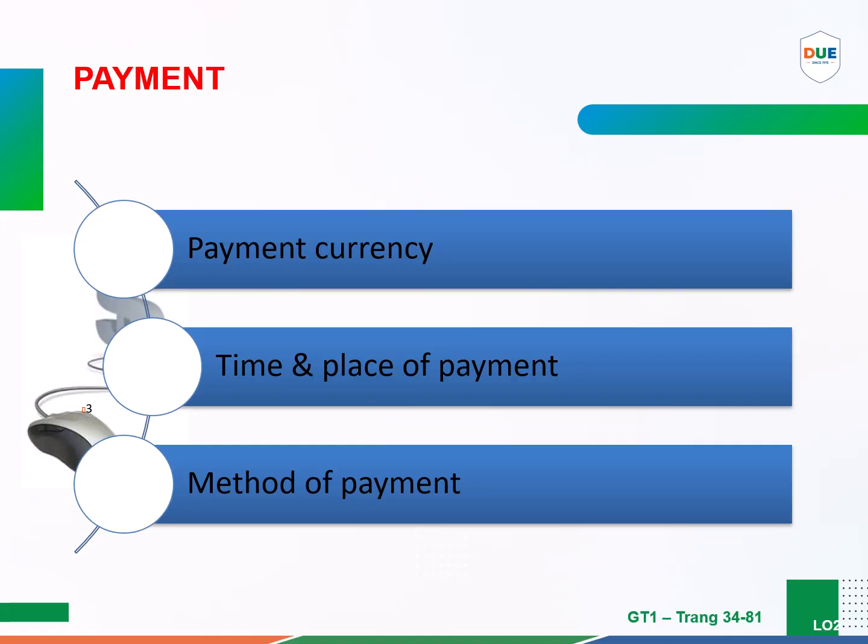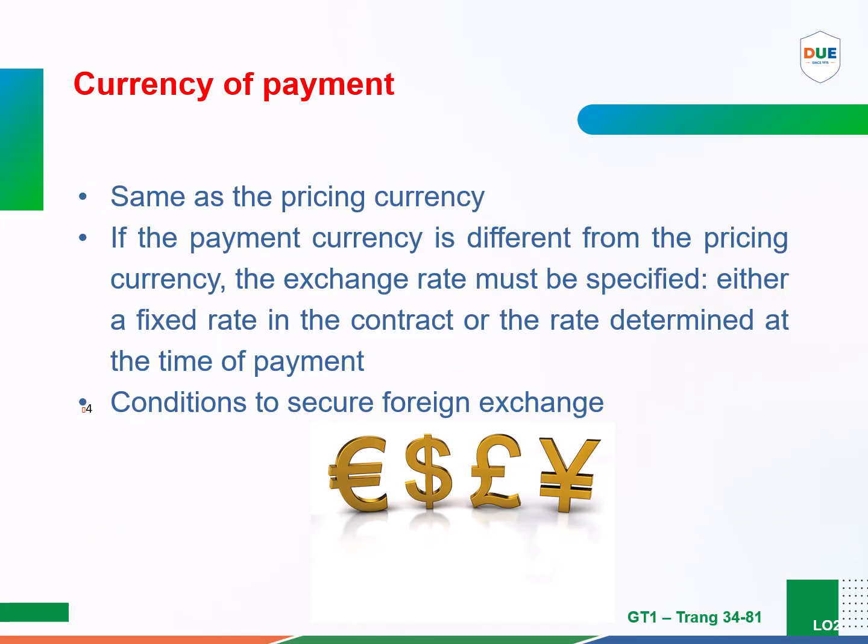In an international sales contract, the payment currency may be the same as or different from the pricing currency. Payment can be made in the currency of the exporting country, the importing country, or a third country. When the payment currency differs from the pricing currency, the contract must clearly specify how the exchange rate will be applied to avoid risk of dispute.